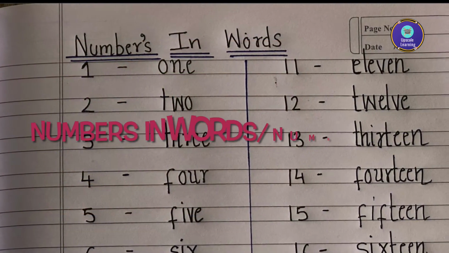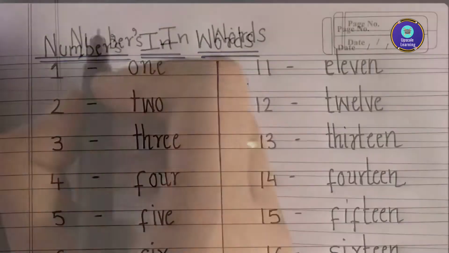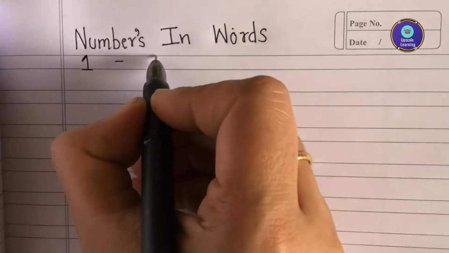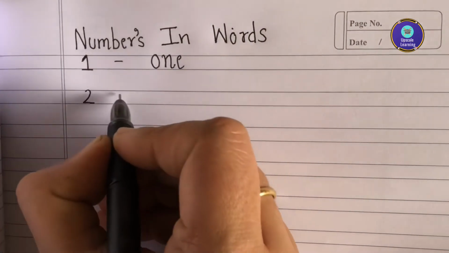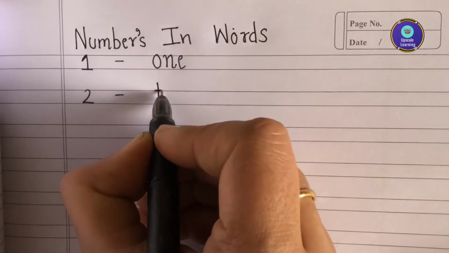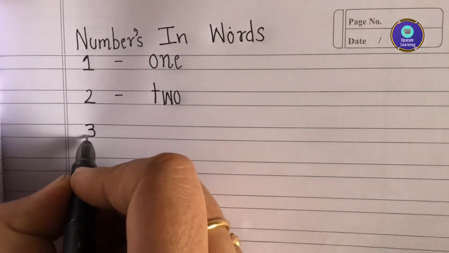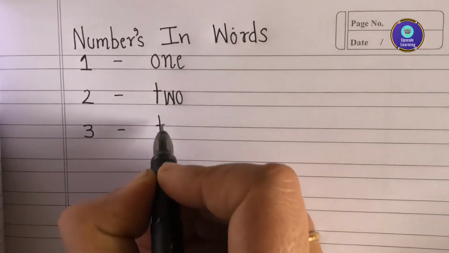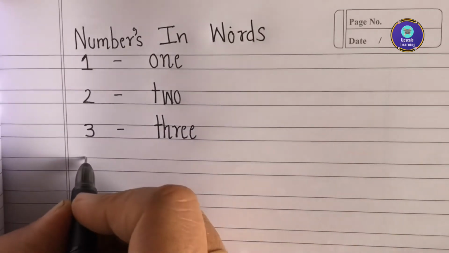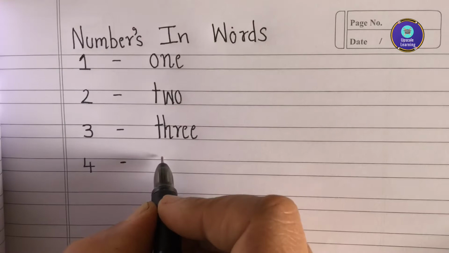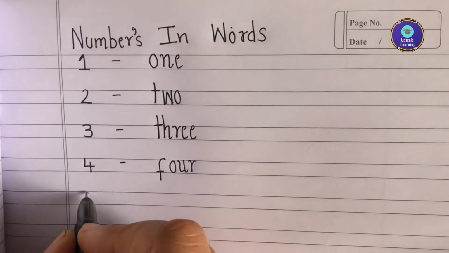In this video, we're going to learn how to write numbers from 1 to 20 in words or number names. O, N, E, one. Number 2. T, W, O, two. 3. T, H, R, E, E, three. 4. F, O, U, R, four.